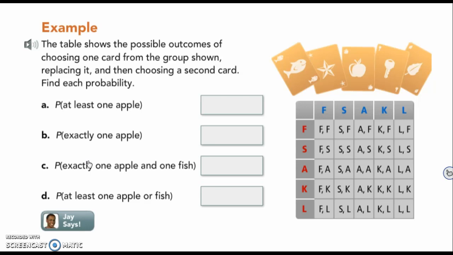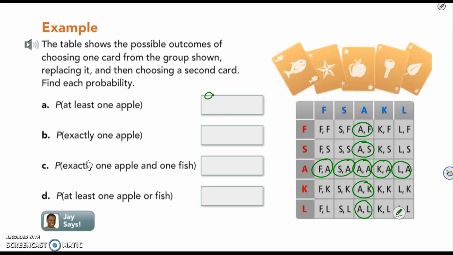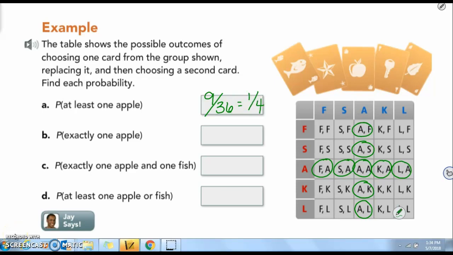For letter A, the probability of at least one apple. We can look at our sample space and circle the ones that have at least one apple. There's 1, 2, 3, 4, 5, 6, 7, 8, 9 out of 36 that have at least one apple. We can simplify 9 out of 36 to get that 1/4 have at least one apple.